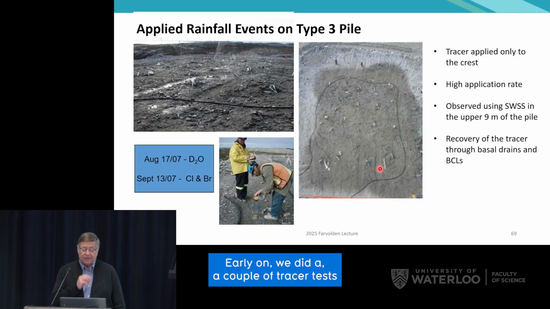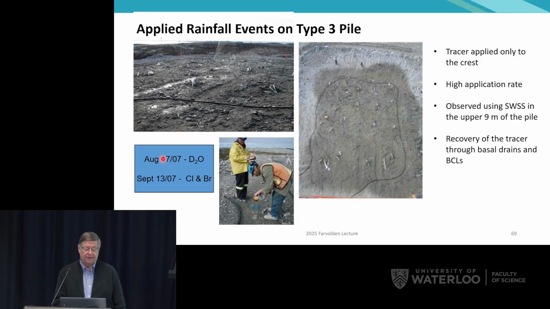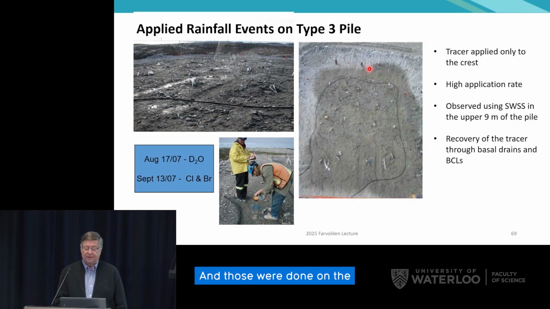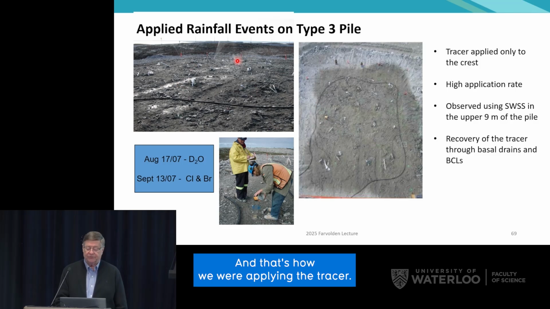Early on, we did a couple of tracer tests to look at water flow through the pile. So we did a deuterium tracer test, and that was followed by a chloride bromide tracer test. And those were done on the top of the pile as opposed to the sides. And you can see these sprinklers that are here, and that's how we're applying the tracer.